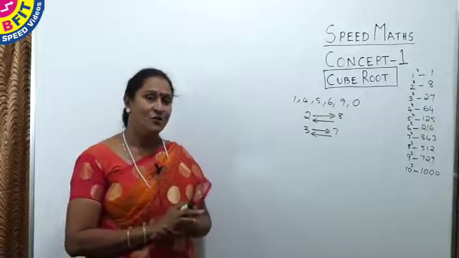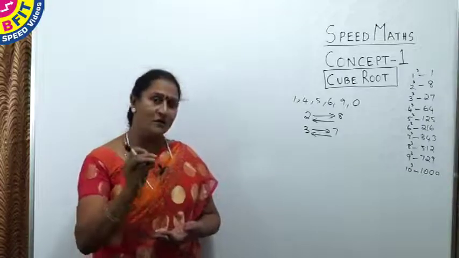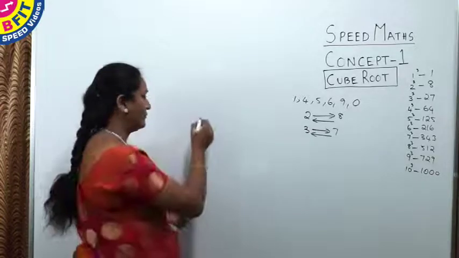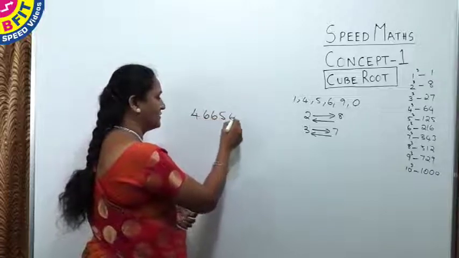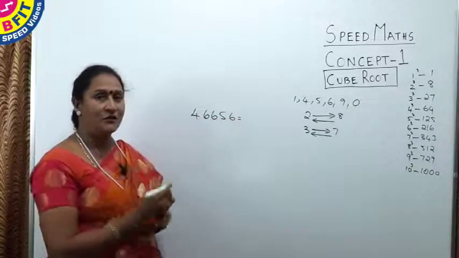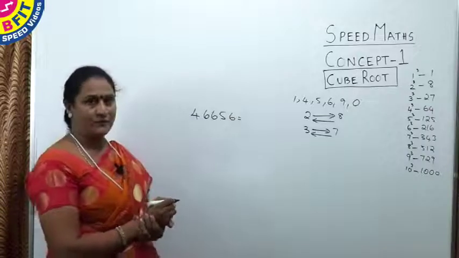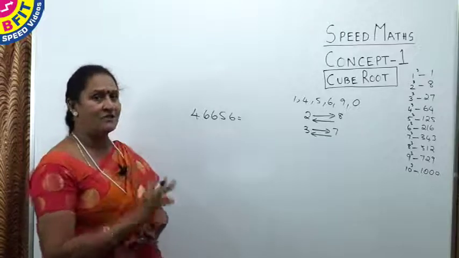So friends, hope you would have got the answers within seconds. Now we'll check whether your answers are correct. The first number is 46656. What is the answer you got for this? Cube root of 46656. So we will both work it out and check whether the answers are correct.